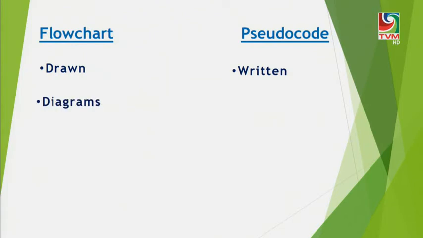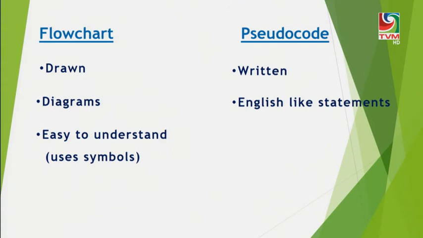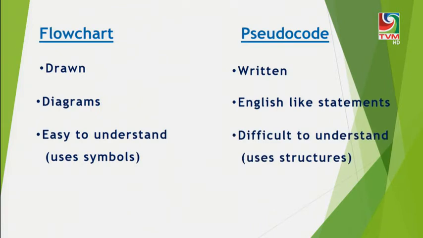And here flowchart can be represented using diagrams. You have seen a lot of diagrams before. And pseudocode is English-like statements. And flowchart is very easy to understand because it uses symbols, and difficult to understand because it uses structures.